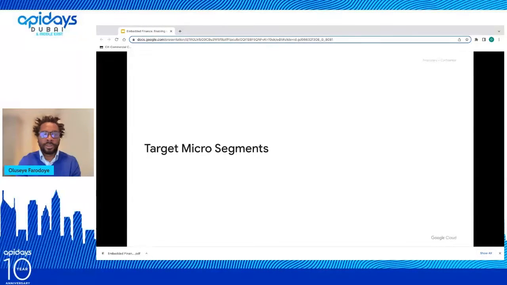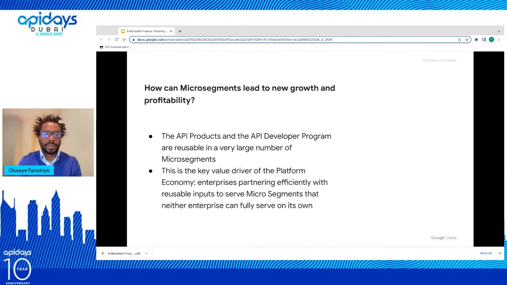Earlier, I talked about microsegments. Usually, when you start to work within the domain of API marketplaces and ecosystems, microsegments start to emerge within your ecosystem. Rather than having large macro segments, your API products and developer programs become these reusable entities that you can have within a very large domain of microsegments within your platform economy.